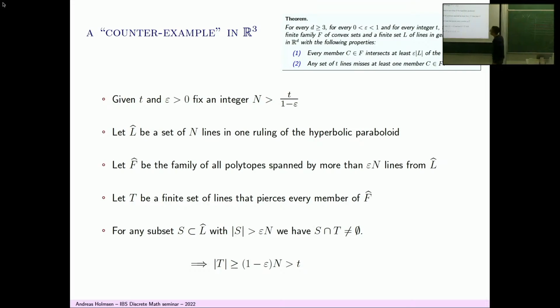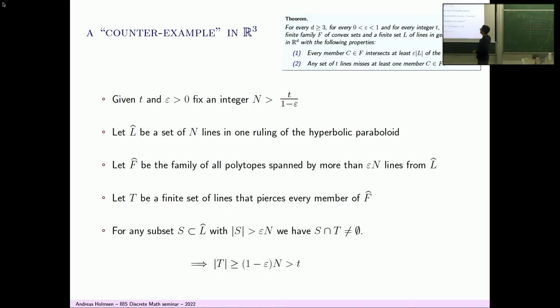Take n of those. And then you look at F hat, the family of all polytopes spanned by more than epsilon n of the lines. Okay, so you take epsilon n of these lines, and a polytope spanned by that means you choose 1 point on each of them and take the convex hull. Okay? So you look at all of those polytopes.